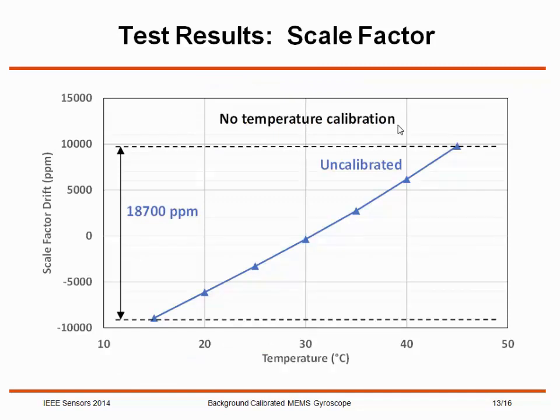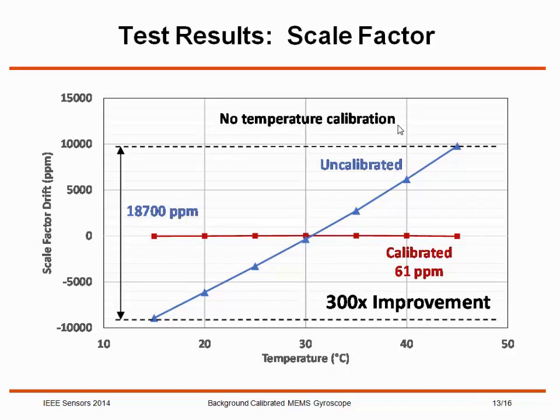And as you can see, the scale factor varied a lot. So the peak-to-peak deviation is around 20,000 ppm. It's huge. But once we applied our scale factor calibration technique, it is just 61 ppm. So the amount of improvement is in fact more than 300x. So I think we can see that the scale factor method that we propose is really effective.